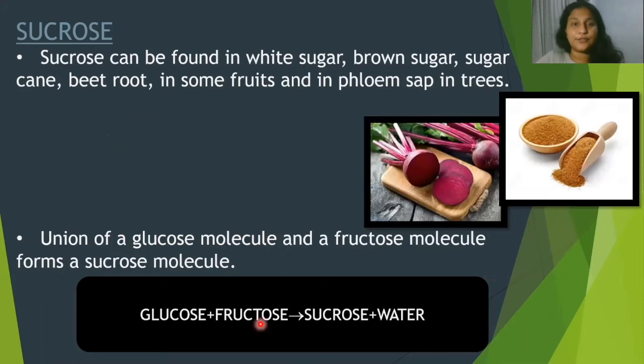And sucrose. Sucrose can be found in white sugar, brown sugar, sugar cane, beetroot, some fruits, and in phloem sap of trees, right? These are very familiar to you all: beetroot, brown sugar, white sugar. We use them in day-to-day life. The union of a glucose molecule and a fructose molecule forms a sucrose molecule, and in this reaction also a water molecule is released.